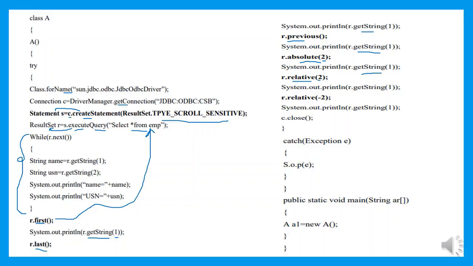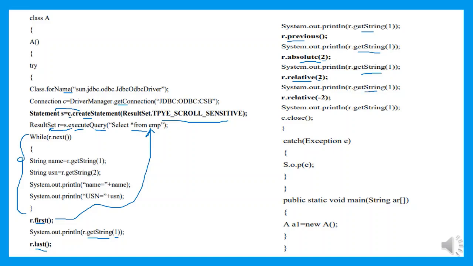I want to fetch the fourth row of the student employee information. Then I will make use of relative plus 2, which means it is moved to the fourth position from the current position by the number of positions to be moved. Okay, 2 positions to be moved. Then the cursor is pointing to the fourth row. So I will get the fourth row of the person name.